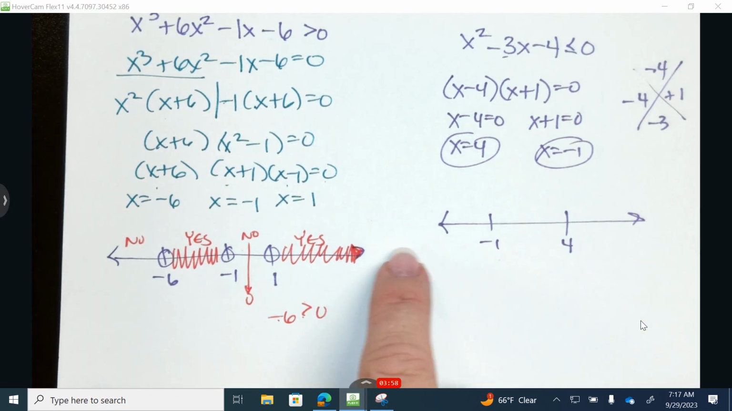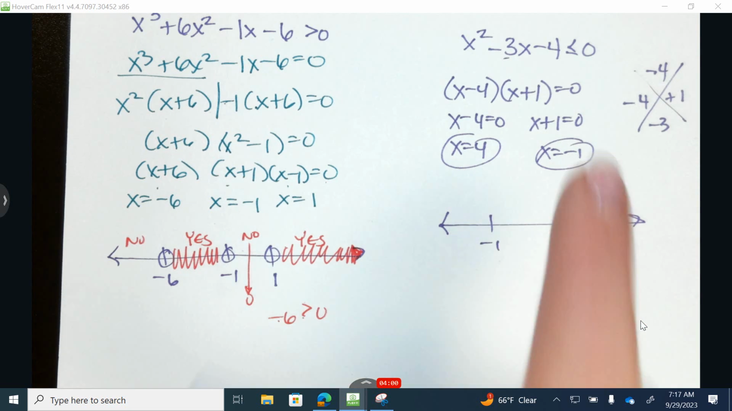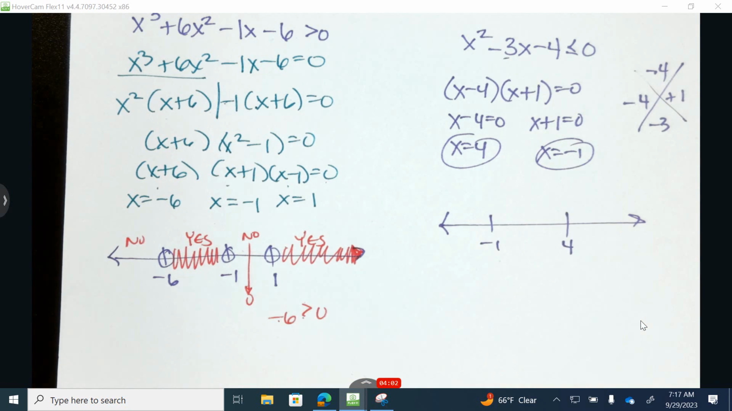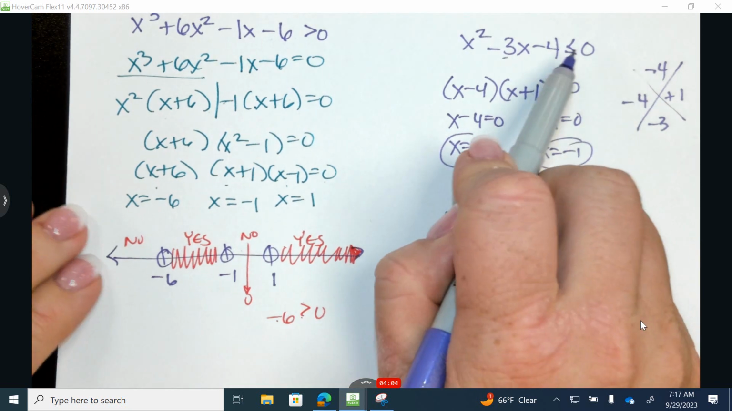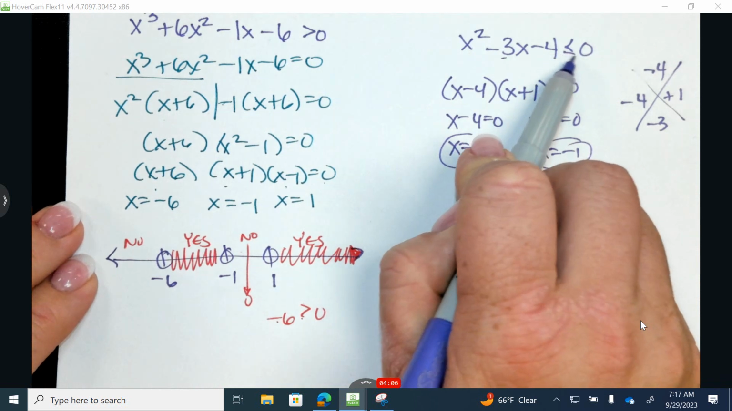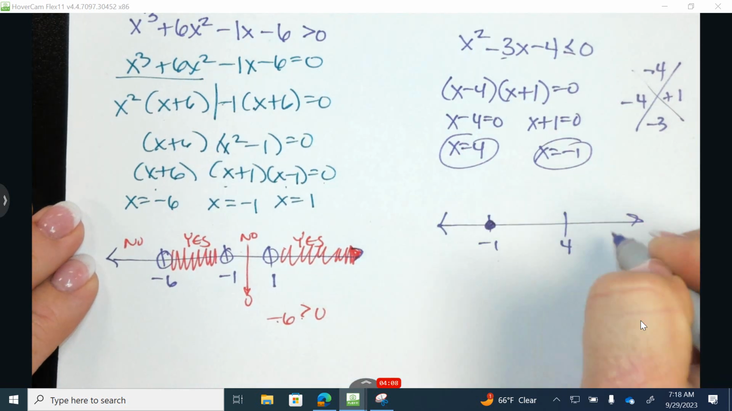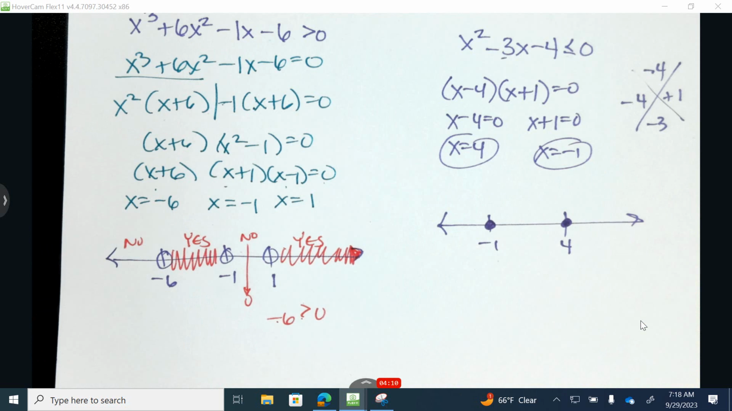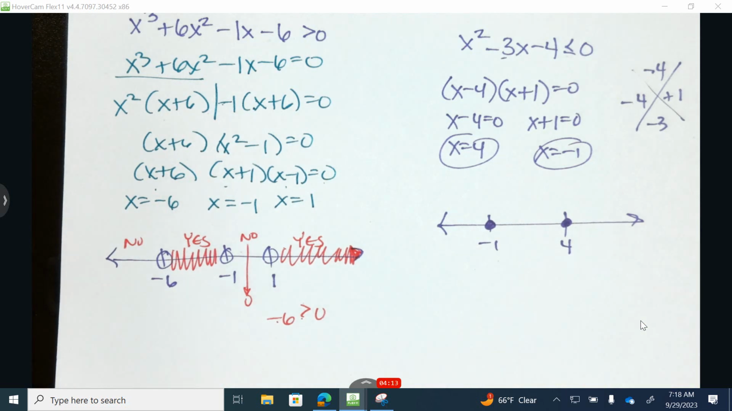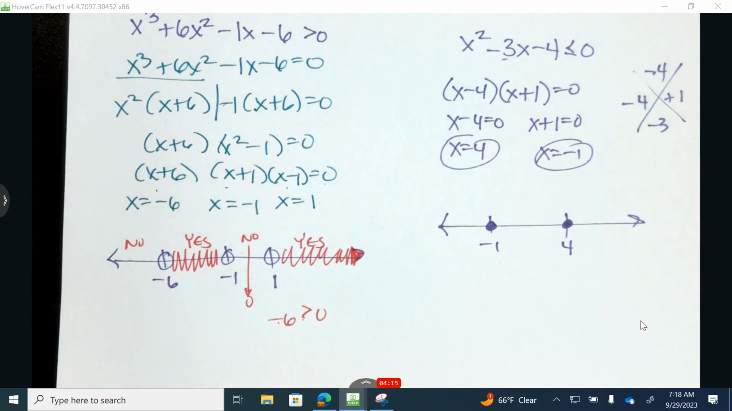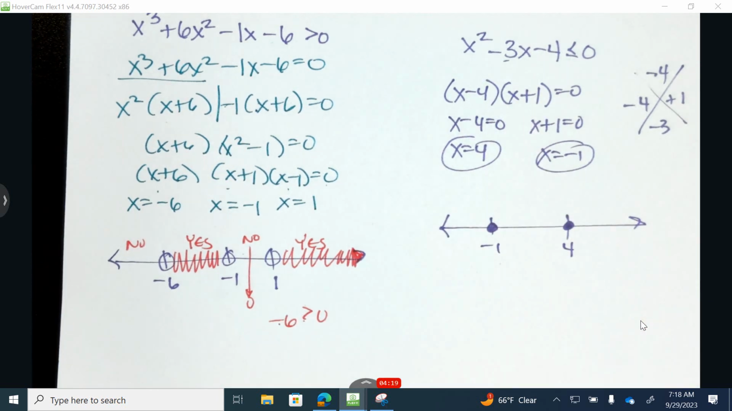Remember, it's the smallest number to the left all the way to the largest number when you're going to line up your hashtag values. So I go back up to the problem, and I see a less than or equal to. This is the key. There's a line underneath. So at these places, I'm going to bubble it in. That means that -1 and +4 for this mathematical statement are true. It would make sense if you plugged it in. They are solutions to this inequality.